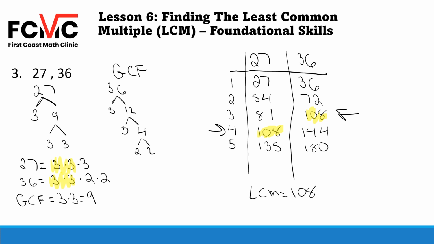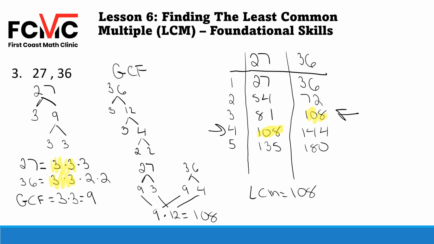Okay, so let's figure out what our least common multiple is using our greatest common factor. So 27 is 9 times 3. 36 is 9 times 4. So let's pull out our greatest common factor of 9 and then multiply our remaining factors, the 3 and the 4. So 3 times 4 is 12. And then multiply that by the greatest common factor, 9 times 12, and we get 108, our least common multiple.